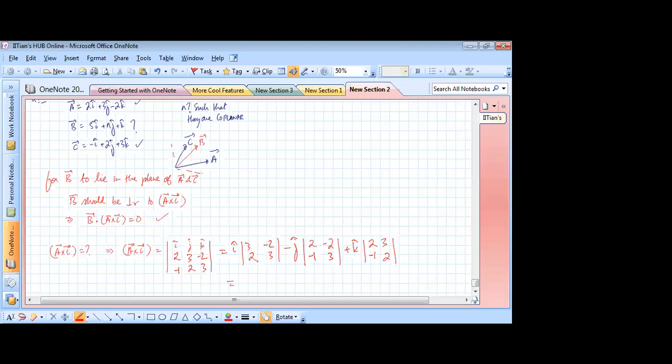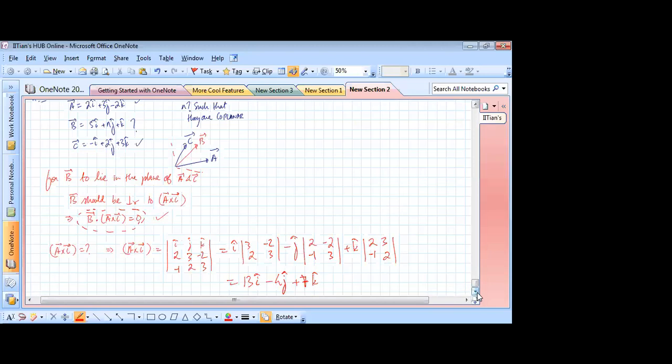So this is going to be 9 plus 4, so 13i cap, correct? Minus 6 minus 2, so minus 4j cap. And then 4 plus 3, so plus 7k cap. Okay, so this is becoming my A cross C. Now I have to use this condition, that B's dot product with A cross C should be 0. So that's what we do next.